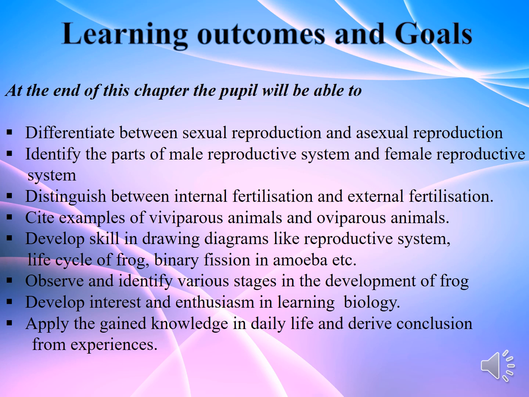Identify the parts of male reproductive system and female reproductive system. Distinguish between internal fertilization and external fertilization. Cite examples of viviparous animals and oviparous animals. Develop skill in drawing diagrams like reproductive system, life cycle of frog, binary fission in amoeba, etc.